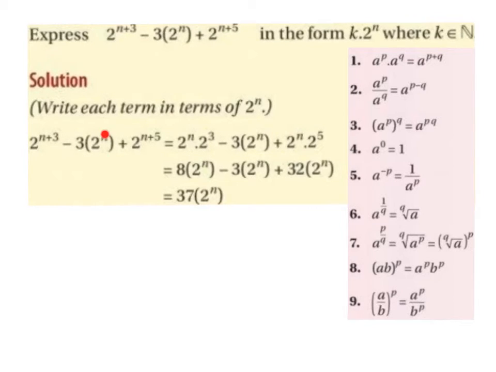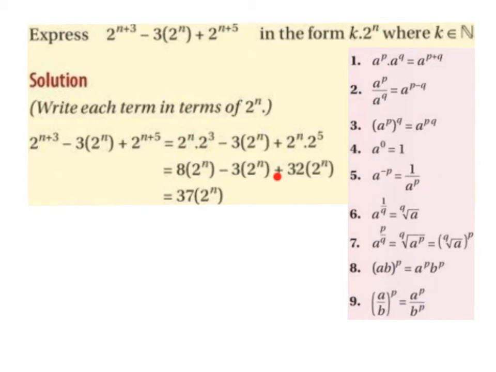Our next term, minus 3 times 2^n, we're just going to keep as it is. Then we have 2^(n+5), and just like we did with the first term, we're going to break it down to 2^n multiplied by 2^5. So again, we're using law number 1, but we're working backwards. So 2^(n+3) gives us 2^n multiplied by 2^3, and 2^(n+5) gives us 2^n multiplied by 2^5.